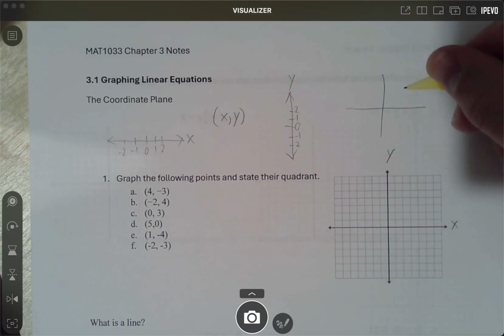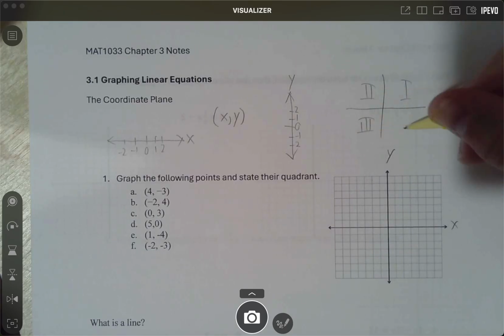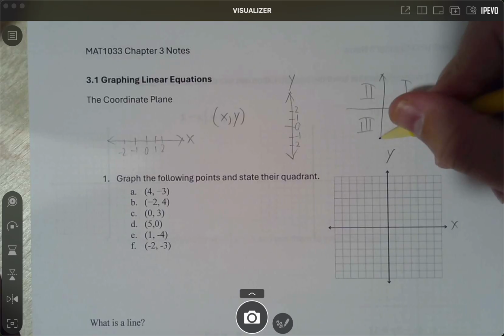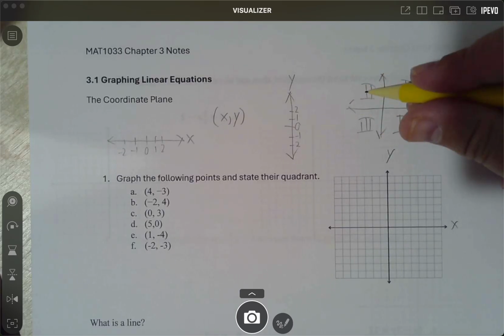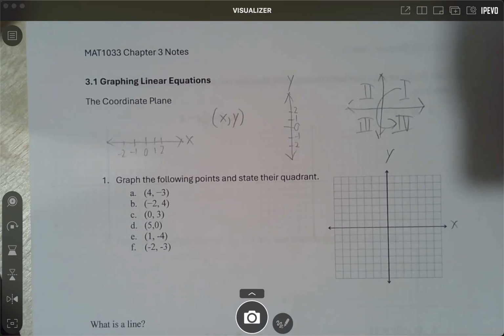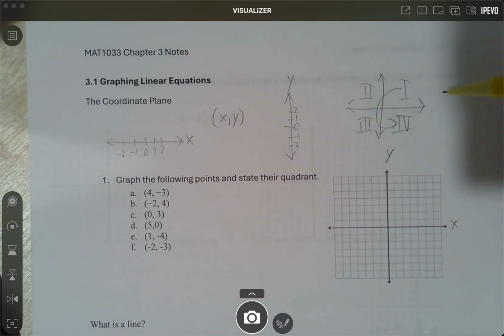Now the one other thing is, just to say real quick, that we call these 4 different sections that are made by cutting, we call these the quadrants. There's quadrant 1, 2, 3, and 4, in that order. So for the first one, they'll say, hey, plot all these points and then state their quadrant.